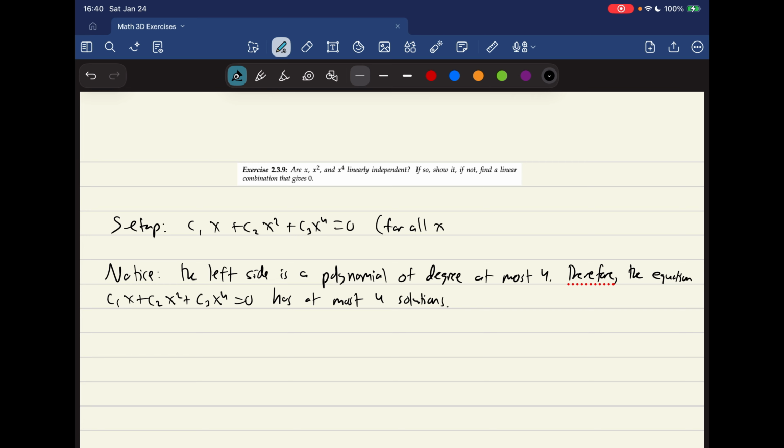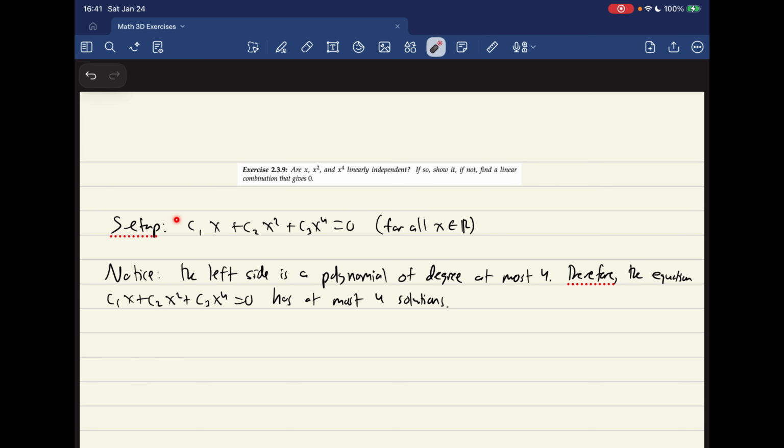And here, actually, let me clarify where we're considering the linear independence. So here, the domains of these functions are the set of all real numbers. So for them to be linearly independent, our setup over here, we need to see whether we can find c1, c2, and c3 such that this holds for all numbers x in the domain of all 3 functions. In this case, the set of all reals. And this is where it gets important.